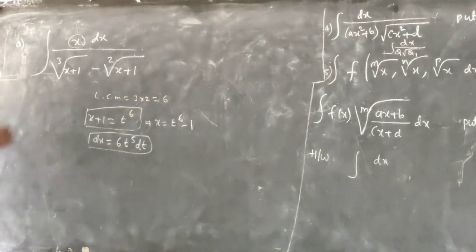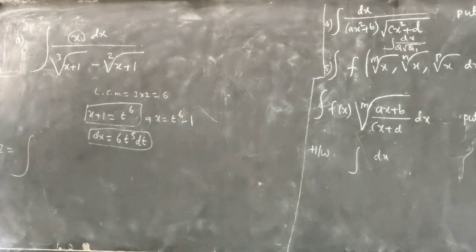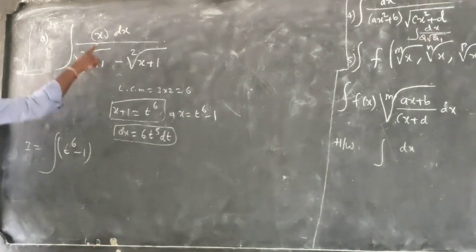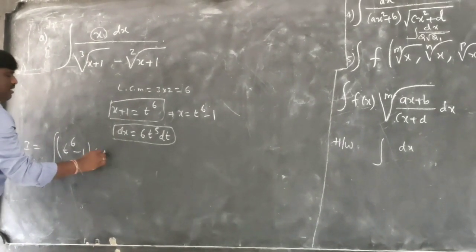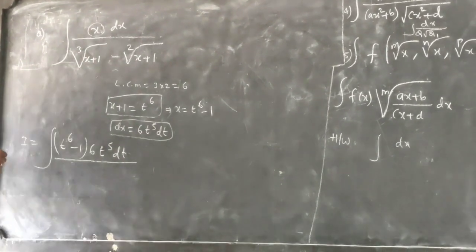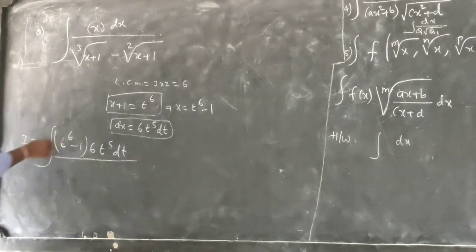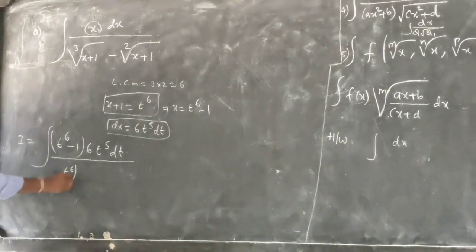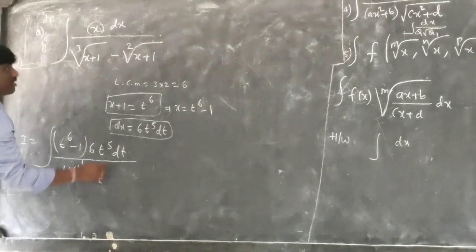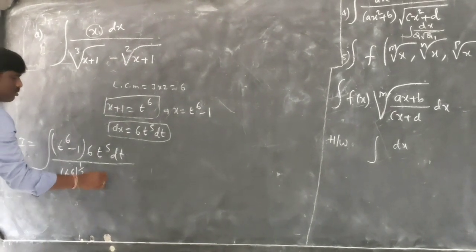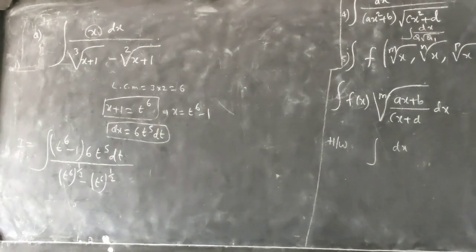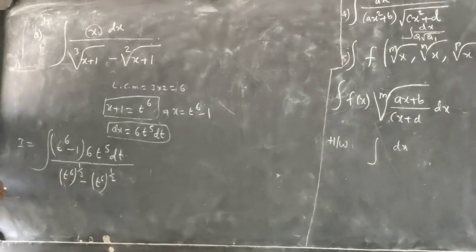So this question is now modified into another format, that x can be written as t power 6 minus 1 and dx can be written as 6 t power 5 dt divided by, look at this one, I can write as t power 6 to the power of 1 by 3 minus t power 6 to the power of 1 by 2. As you know, we can write x plus 1 as t power 6. So x plus 1 I wrote as t power 6. So you can cancel it.